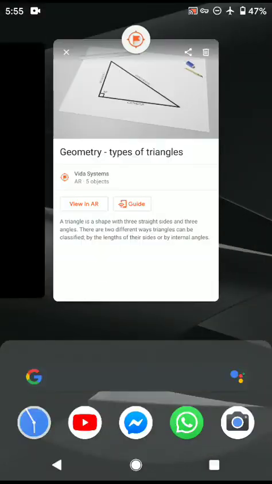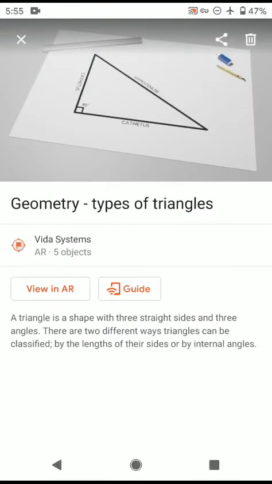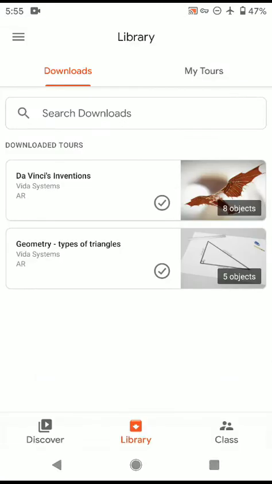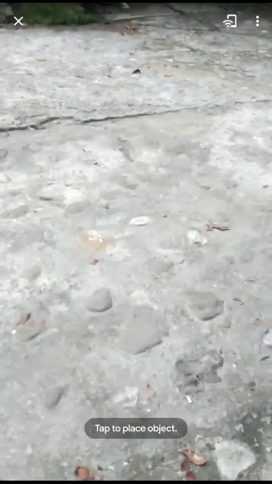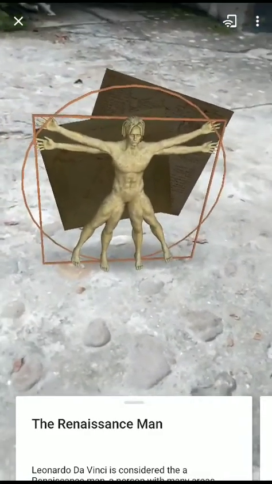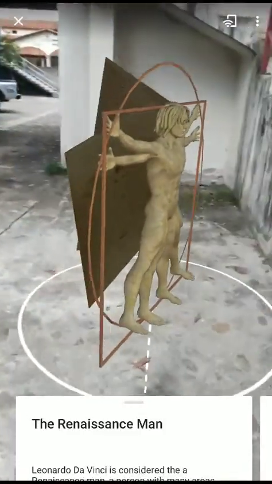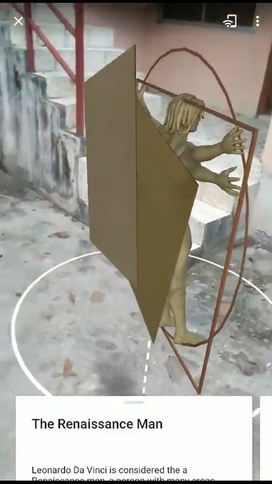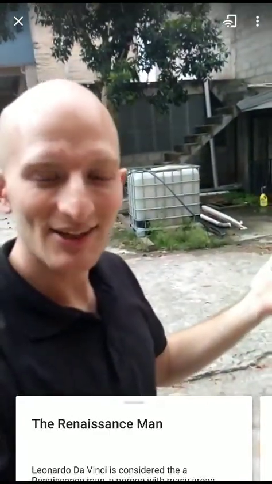Okay, now let me say something. If you think that was crazy, just wait for this next one. Okay, here we go. Now we're gonna look at some of Da Vinci's inventions. I'm not even kidding. Okay, watch this. Look at this, guys. And I'm gonna move it up too. Is that crazy or what?